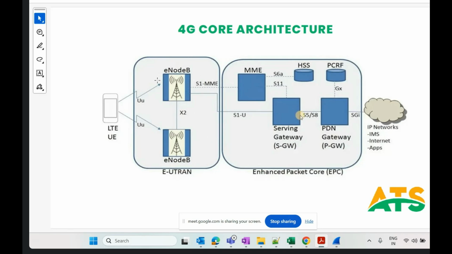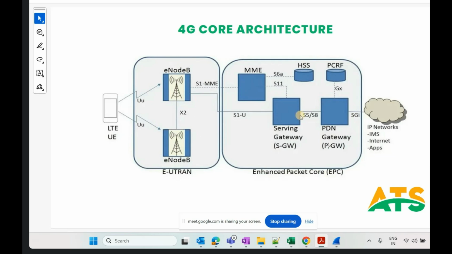So in 4G, you can see in the access part, there is only node B. There is no RNC, no BSC, or any other similar devices. This is the LTE user equipment, because 2G, 3G handsets or user equipment cannot support LTE, because there is a frequency gap and signaling. And then Uu connectivity, and it can connect to other node B by the X2 interface.